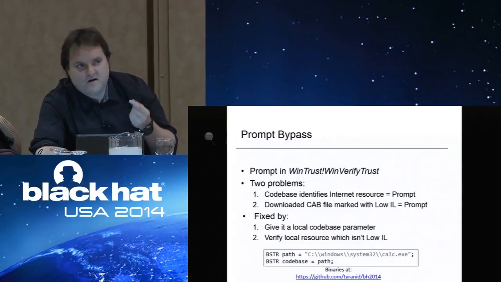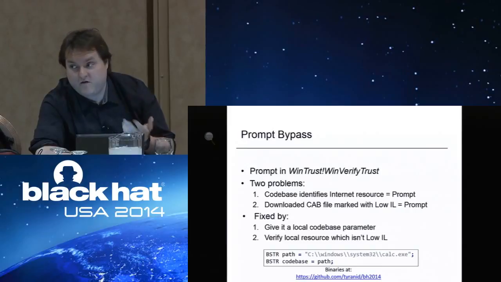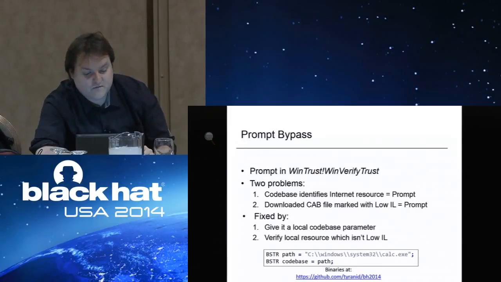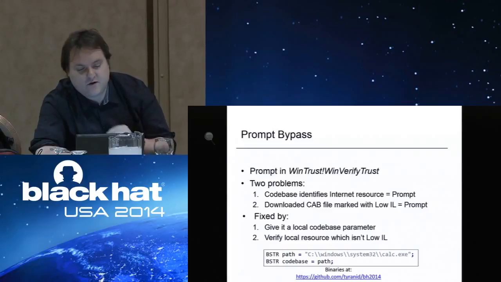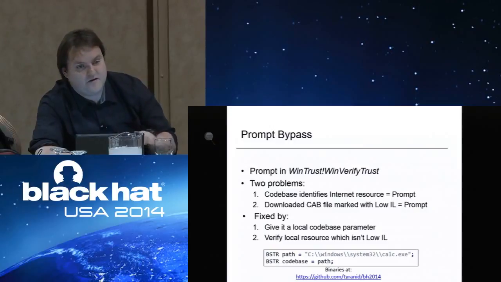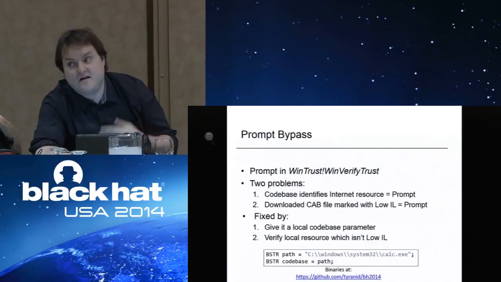So effectively, if it came from the internet, it will be an HTTP URL. If it came from a local file, it will be a file URL, or just a file path directly. And then secondly, was the cab file we downloaded for the ActiveX control marked with a low integrity? Whenever a low integrity process creates a file, it automatically gains that integrity level. So it can use this to determine whether a low privileged sandbox process has written this file, and therefore it shouldn't be trusted and will prompt on it.